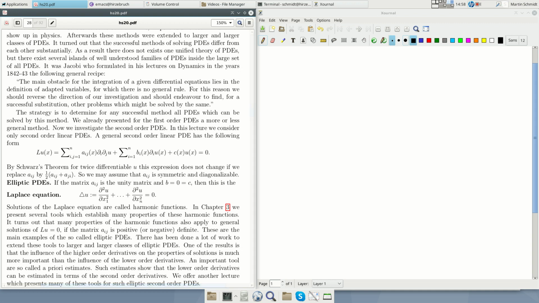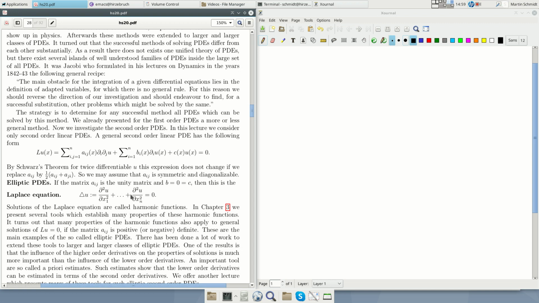Okay, the simplest matrix is of course the unity matrix, and so the simplest example is B and C are 0 and A is the unity matrix. Then we have the Laplace operator. Since it's diagonal, we only have terms where j is equal to i, so we have squares of derivatives, and if all entries in the diagonal are 1, then this is just the Laplace operator.